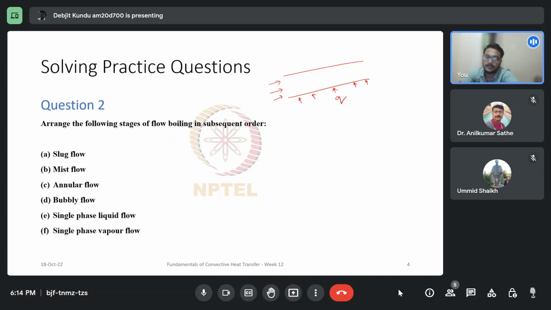There are six options given here. You'll have to arrange them in the subsequent order, starting from the first stage to the last stage. The six stages are: option A, slug flow; option B, mist flow; option C, annular flow; option D, bubbly flow; option E, single phase liquid flow; and option F, single phase vapor flow. So it is E, D, A, let me write. F.